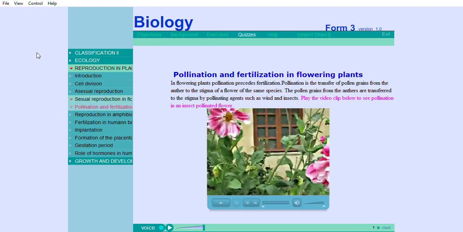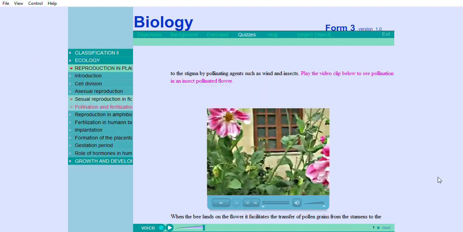Pollination and fertilization in flowering plants. In flowering plants, pollination precedes fertilization. Pollination is the transfer of pollen grains from the anther to the stigma of a flower of the same species. The pollen grains from the anthers are transferred to the stigma by pollinating agents such as wind and insects.